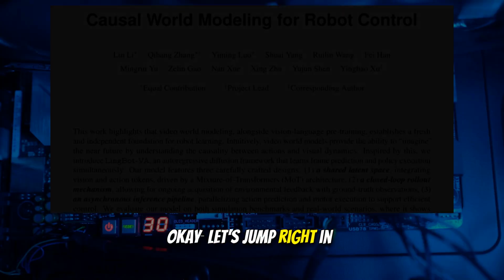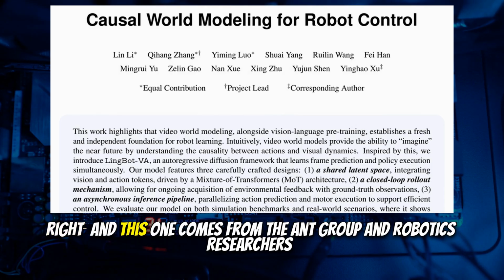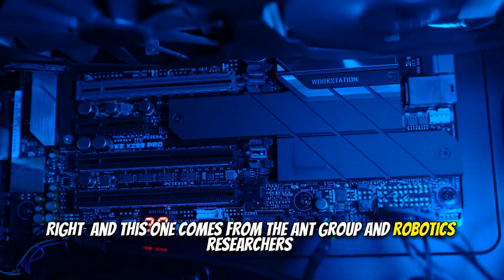Okay, let's jump right in. We are looking at a paper called Causal World Modeling for Robot Control, and the system they've built is LingBot-VA. Right, and this one comes from the Ant Group and robotics researchers.